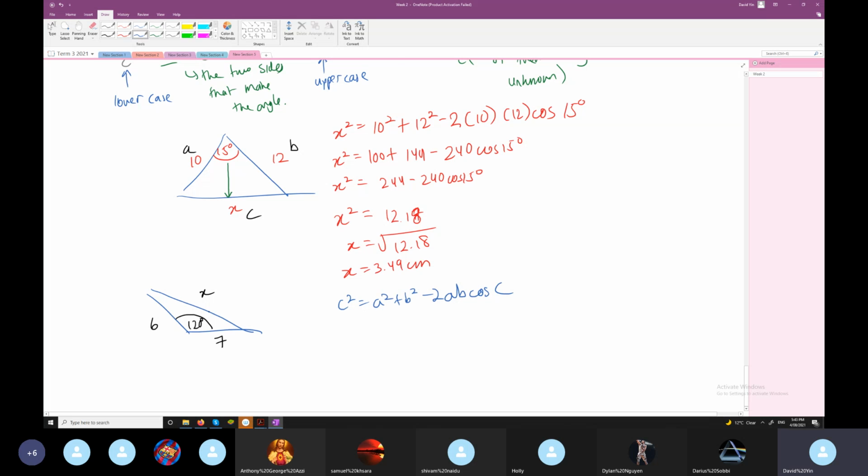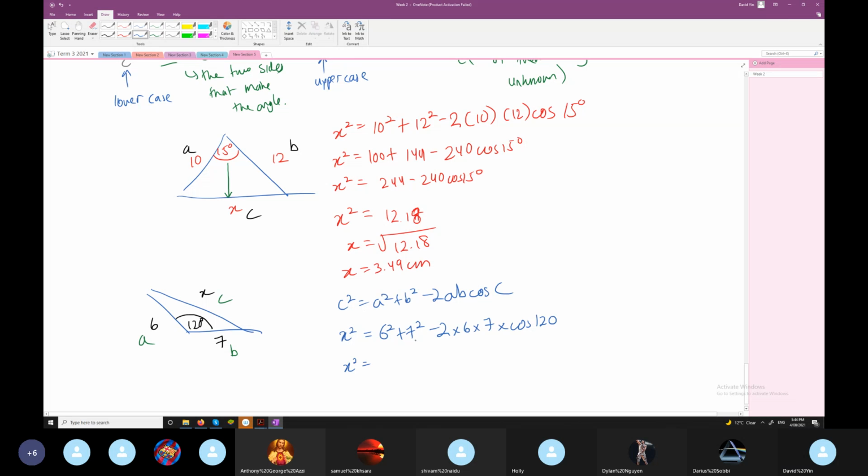I actually do this because I've done this many times that I can remember it. So C squared. C is always going to be the unknown. So in this case, it'll be X squared. When I'm first starting off, I'll label that C, I'll label that A, and I'll label that B, just so it's easier for me to substitute in. Remember, A and B are always going to be the two sides that make the angle. So we've got X squared equals 6 squared, plus 7 squared, minus 2 times 6 times 7 times cos 120.